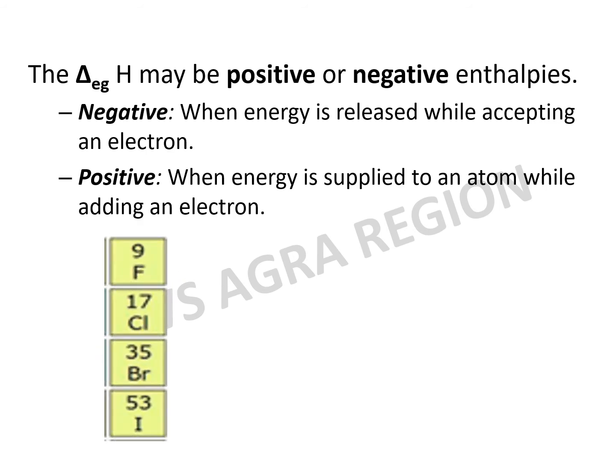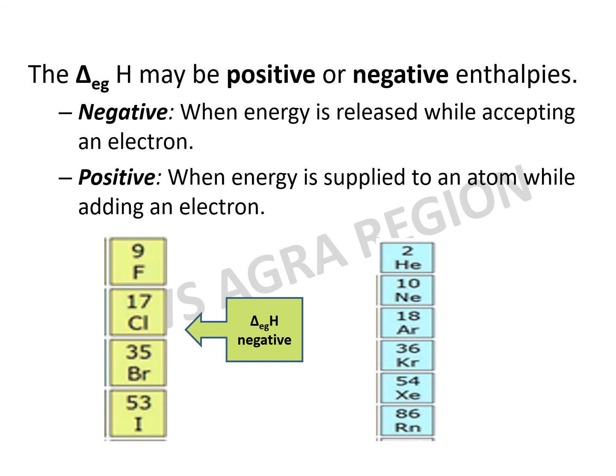Here we can see these are the elements belonging to the halogen family, that is group 17. Being smaller in size, they have more tendency to attract the outer electron to get converted into anions. Hence, they have negative electron gain enthalpy. Whereas helium, neon, argon, krypton, xenon, radon are all inert gases. For addition of an electron, an extra shell is required because their outermost shell already has 8 electrons. Hence, energy is to be supplied and the electron gain enthalpy becomes positive.